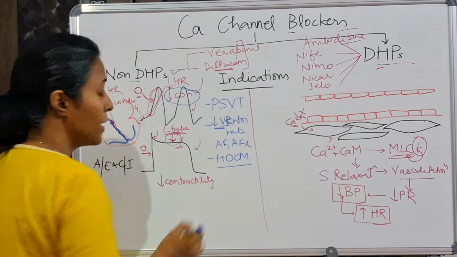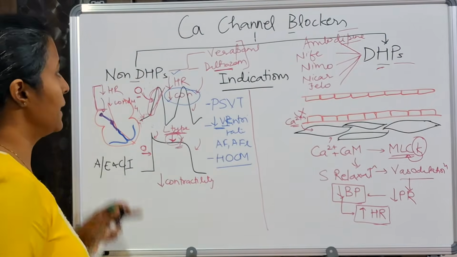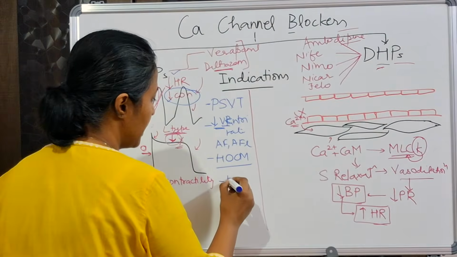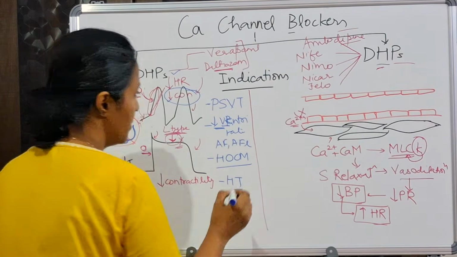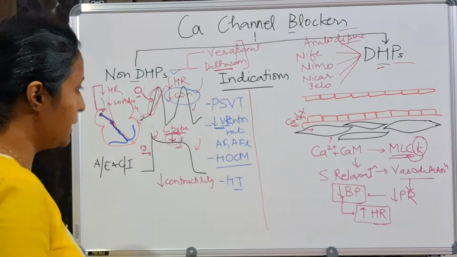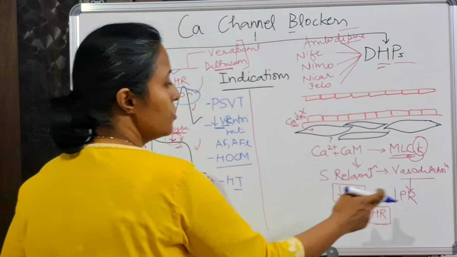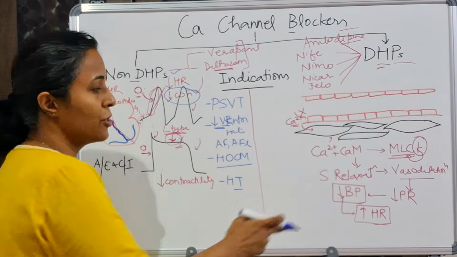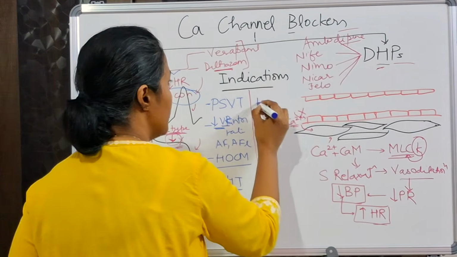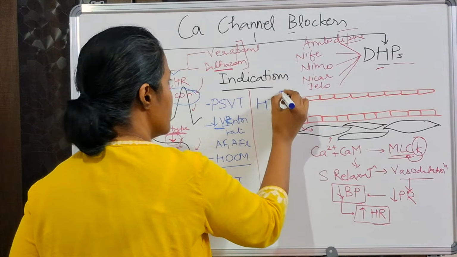Hypertrophic obstructive cardiomyopathy. Then since they are acting on blood vessels as well, another indication is hypertension. Right. Moving on to DHPs, what will be their indications? Their main action is a decrease in the blood pressure, so the main use will be hypertension. Okay, so that is one use.